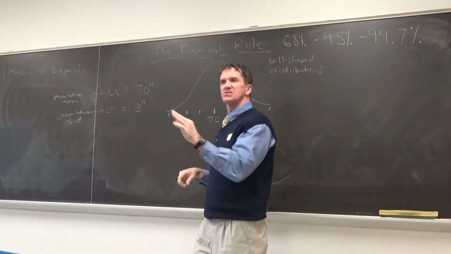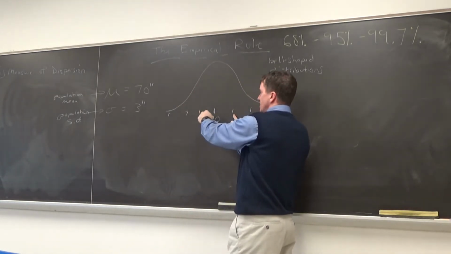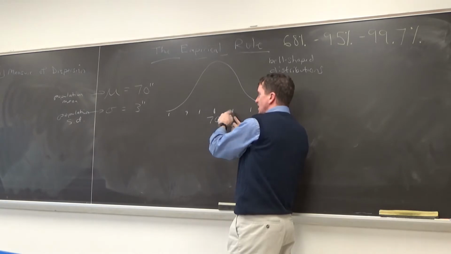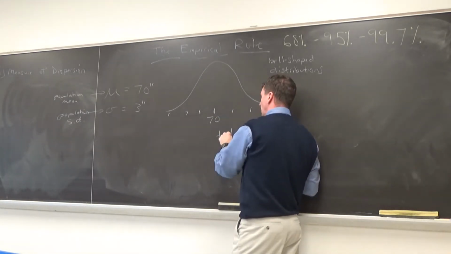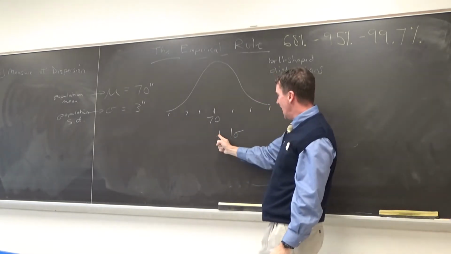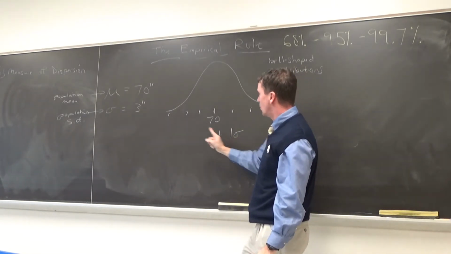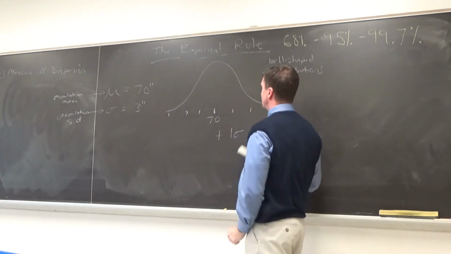Now, on average, everything was within 3 standard deviations of the mean. So I'm going to have to go one of those higher. I'm going to add one of those guys. But that was equal to a what? 3. So 70 plus 3, what's that number? 73. All right.